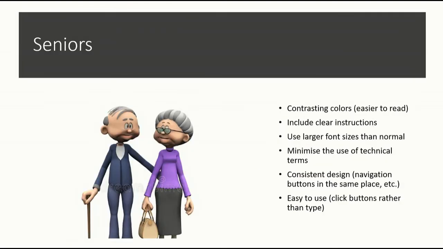What if you are making an ICT solution for seniors? For example, you are making an app to help senior citizens navigate around Qatar. Then, how should your app look? Your app should have some contrasting colors, which makes it easier to read even if a person is colorblind.